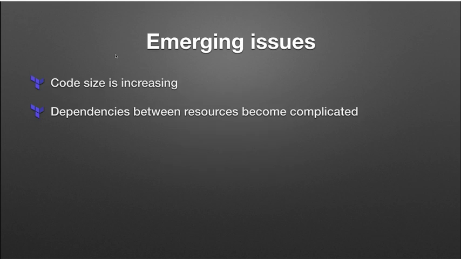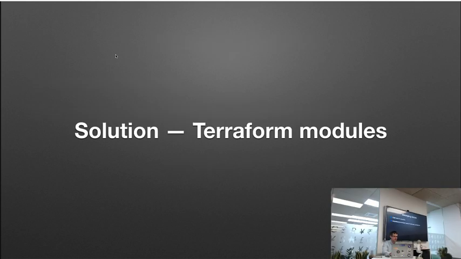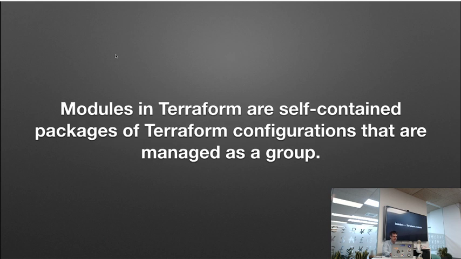So the emerging issues starting to be visible are that code size is increasing and dependencies are starting to be not so obvious. So a solution which HashiCorp and Terraform can propose to us is related to Terraform modules. Terraform modules are just self-contained packages of Terraform configurations that are managed as a group.